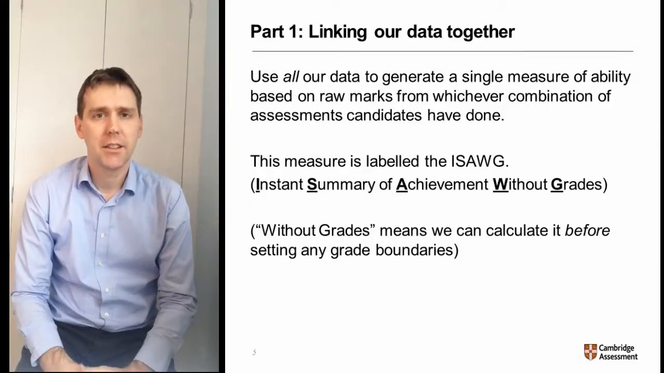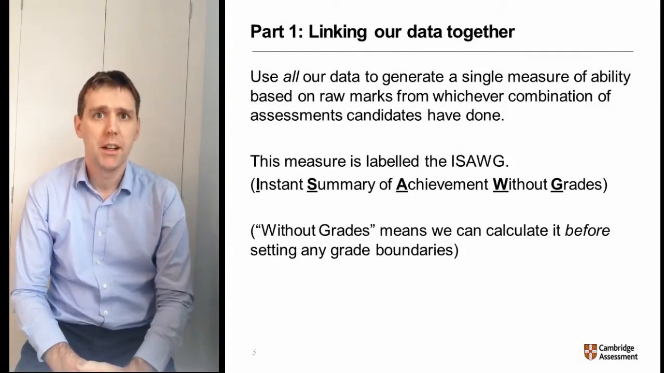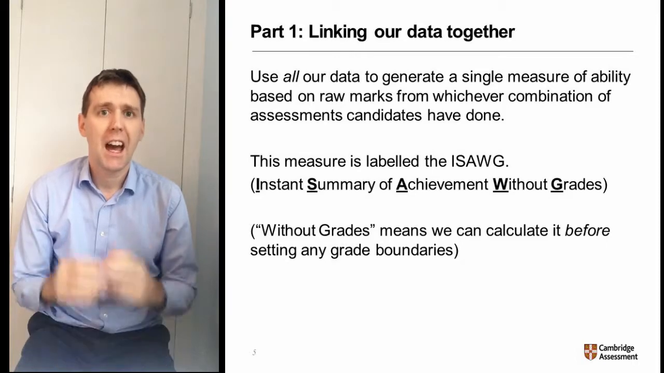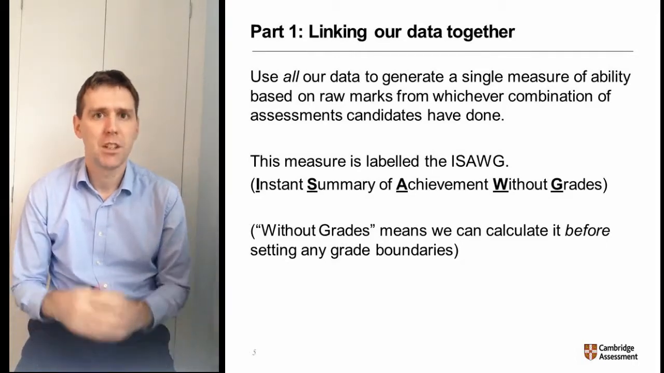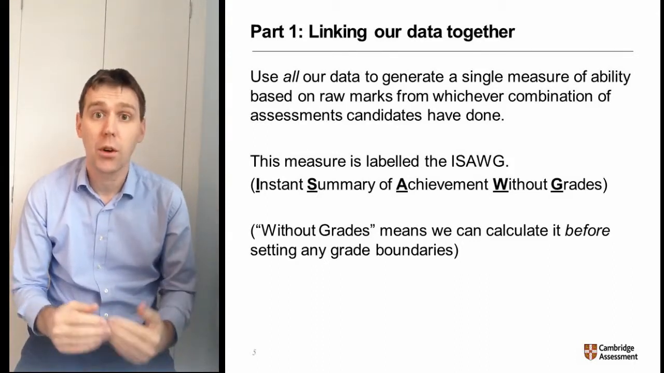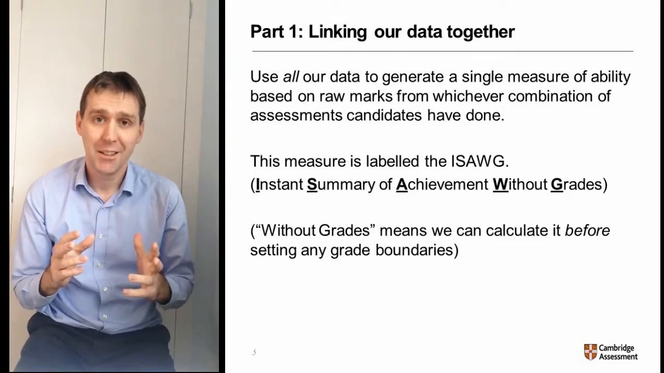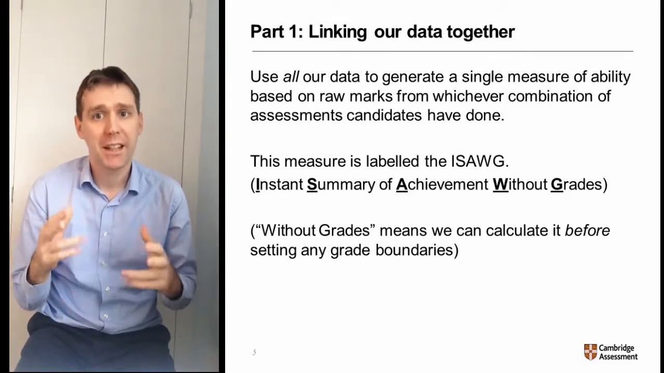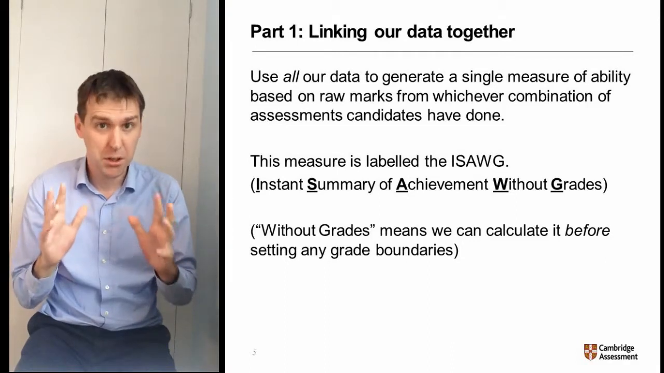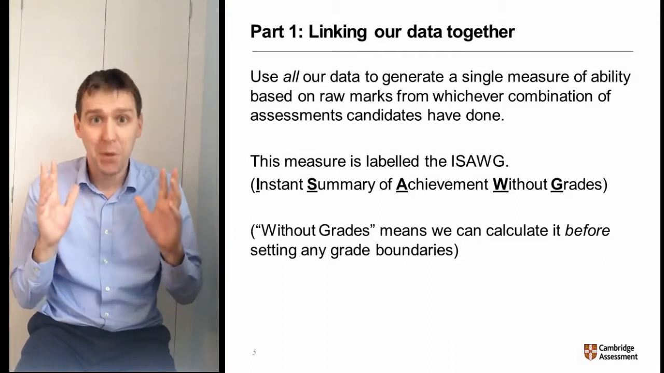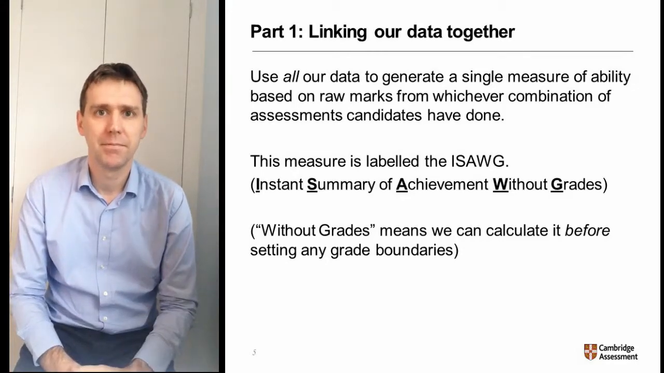First, we need to link our data together. To do this, we use statistics to create a single measure of ability that we calculate for students and is comparable regardless of which assessments they've entered. This measure is called the ISORG, which stands for Instant Summary of Achievement Without Grades. Crucially, and I'll show you how in a minute, we're able to calculate this measure, the ISORG, before we've set any grade boundaries. It's just going to be based on raw marks, and then we're going to be able to use it to set those grade boundaries.